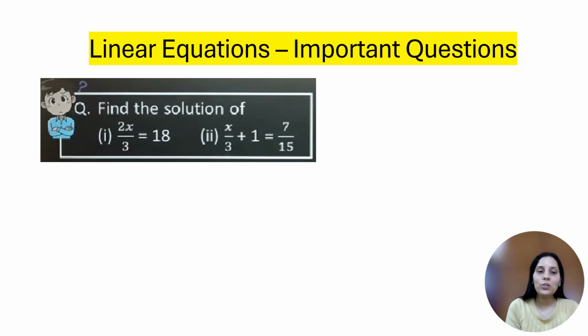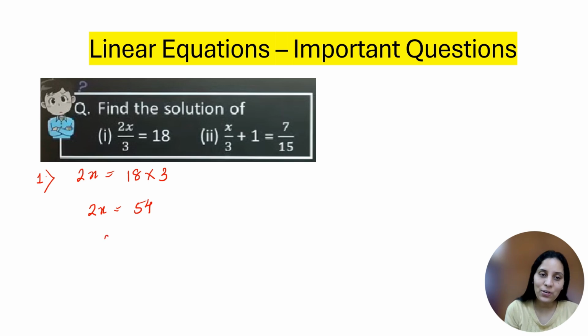First one. 2x by 3 equals 18. So here, since we see that 3 is dividing, on the other side it will multiply. So 2x is equal to 18 into 3. 2x is equal to 54. So x is 54 by 2, which is 27.